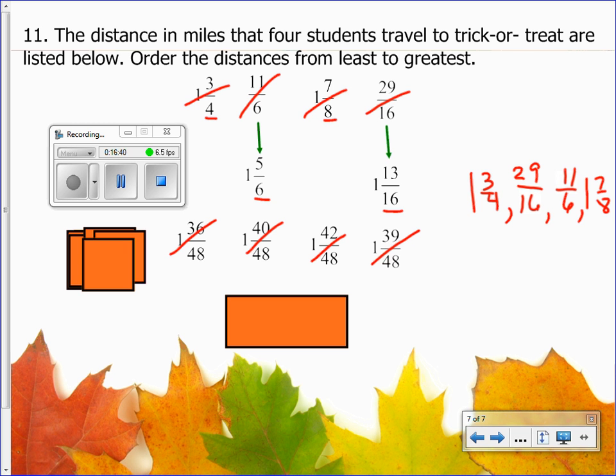Now some of you could tell by looking at the fractions, 3/4, 5/6, 7/8, and 13 over 16, which is the greatest. But if you come to a time where you're not exactly sure, find a least common denominator for them to compare them, but put them back in their original format.